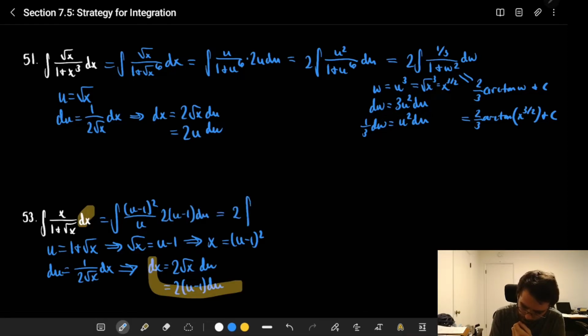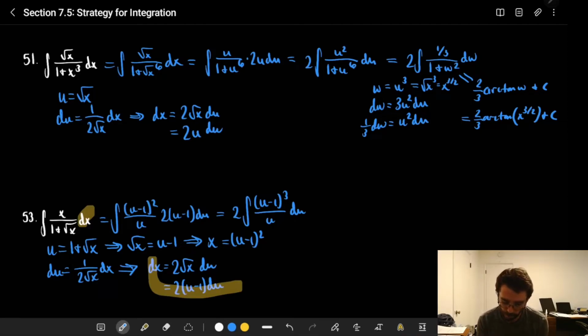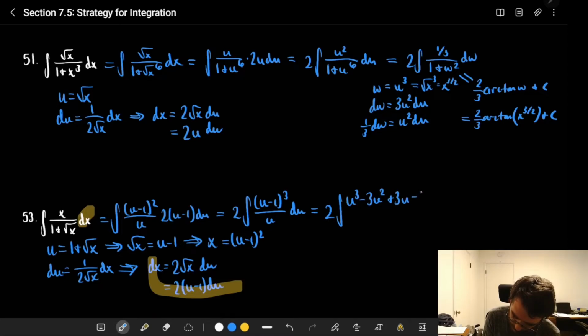Okay, so pull the 2 out. You actually have a u minus 1 cubed over u. You simplify that integrand. That's a little annoying, but we could make it work. You could just expand the top. You'll get u cubed, I hope I remember this correctly, minus 3u squared plus 3u minus 1 over u.